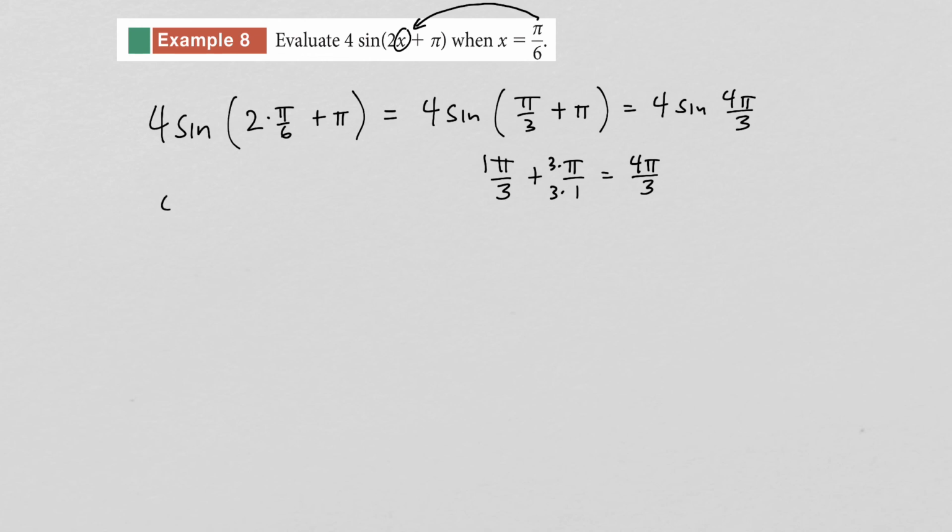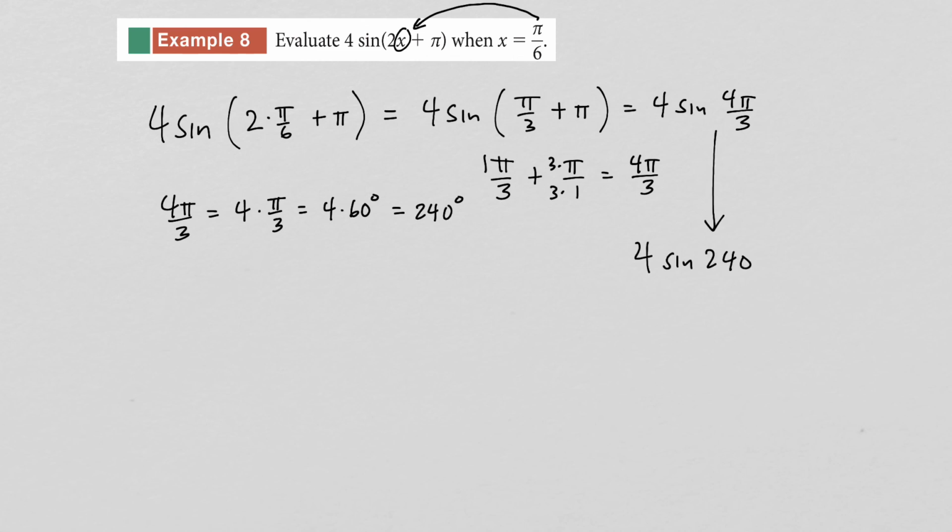And now from there, I need to convert 4 pi over 3 into degrees. Well, this is 4 times pi over 3, which is 4 times 60 degrees, which is 240 degrees. So what I'm being asked to do here is find 4 times the sine of 240 degrees. Now, how do we finish that? Well, we need the reference angle for 240. Now, it's possible that you know the reference angle is 60 degrees. If not, you can draw a picture. 240 degrees is here. 180 degrees is here. So the angle between those two is 60 degrees. So this is the same as 4 times the sine of 60 degrees.